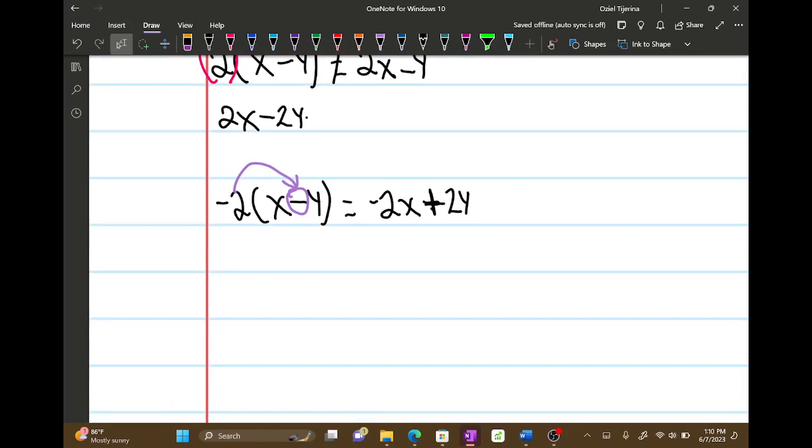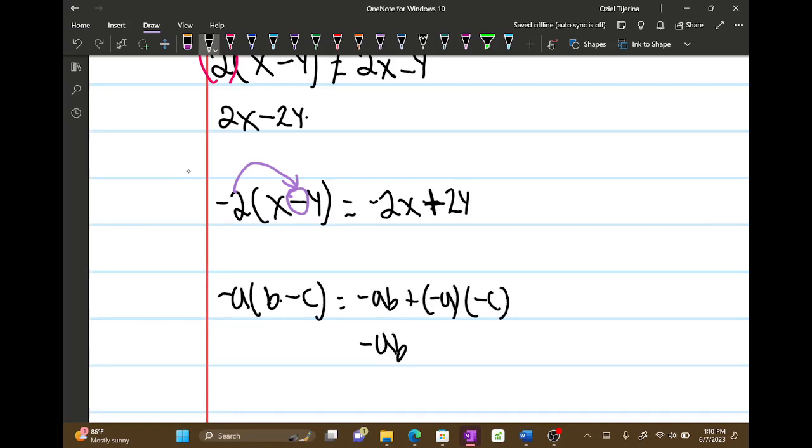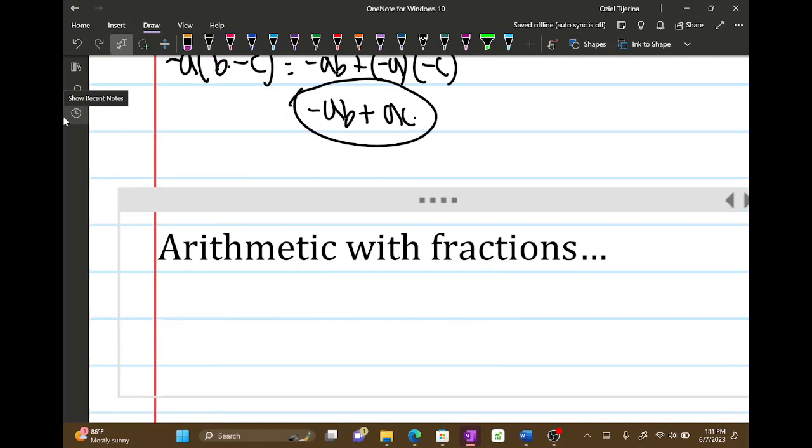So if you think about it, negative a times b minus c is really negative ab plus negative a times negative c, which is positive ac, because this becomes a positive, remember, because negative times negative is positive. So this is our answer. So that is another huge, very common error that I see students make in algebra. All right, so this is another mistake that I see students make constantly.